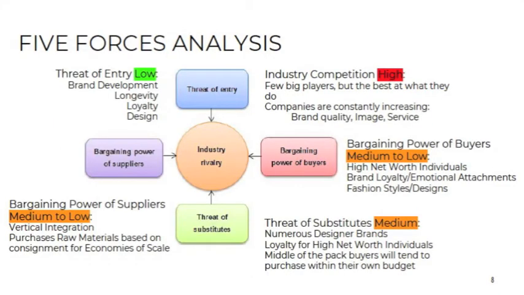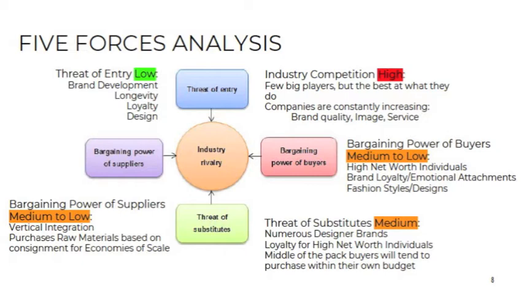Moving on to our five forces analysis, we determined that the threat of entry is low due to the fact that this is a luxury market that has big brand name competitors who have been in this market for numerous years and have established control, unique design, and loyalty with their customers. The bargaining power of suppliers is medium to low due to the fact that Louis Vuitton has established vertical integration and that their factories are producing most of their materials for them. They also have agreements with suppliers to purchase materials on the basis of consignment.